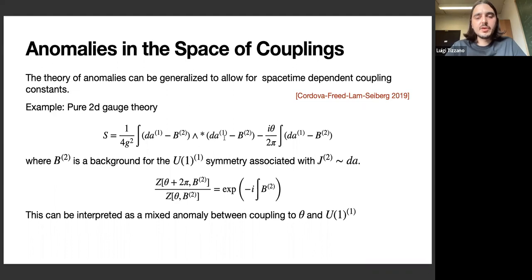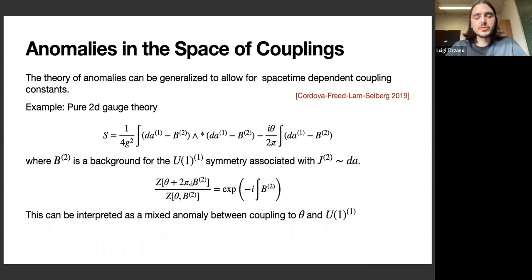And in addition to this term, we want to consider a theta term. And again, we are shifting dA by B2 because we are trying to couple the theory to this electric one-form symmetry. However, if we inspect the partition function of this theory, studying it as a function of theta and B2, the shift of theta by 2 pi will land us with a term that depends on B2. And so the ratio of the partition function after a transformation of theta with itself will give something that depends on some counter term that depends on B2.